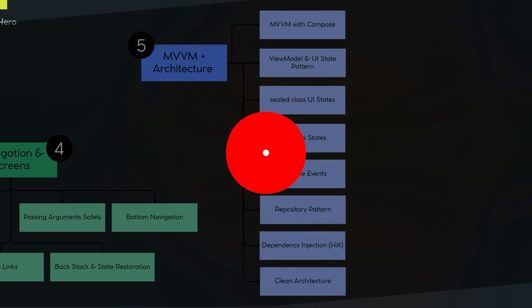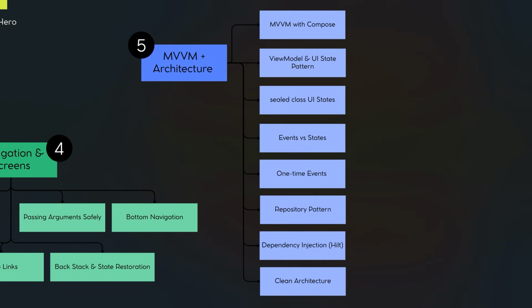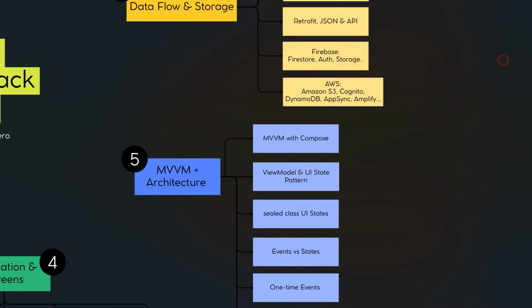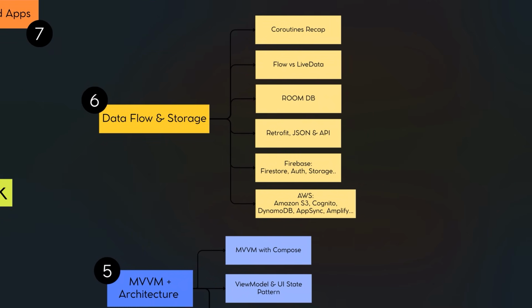We'll learn about MVVM with Compose, sealed class UI, ViewModel and UI state pattern, events versus state, one-time events, repository pattern, dependency injection, Hilt, and clean architecture. We're going to focus on Hilt, and we'll learn how to use it with the most advanced and the latest libraries in Android. Then we're going to move to data flow and storage.